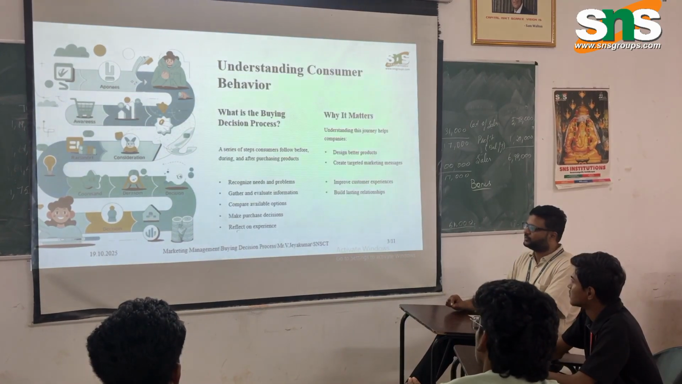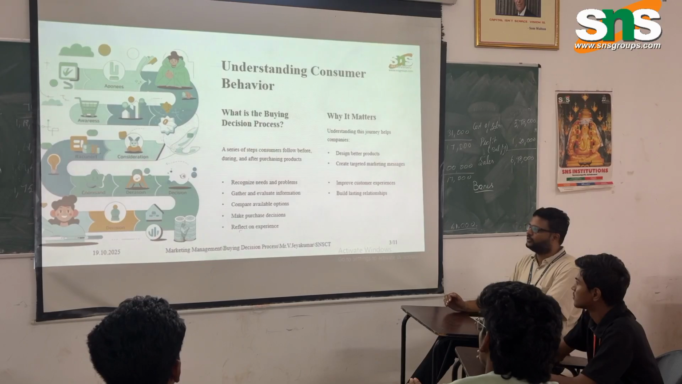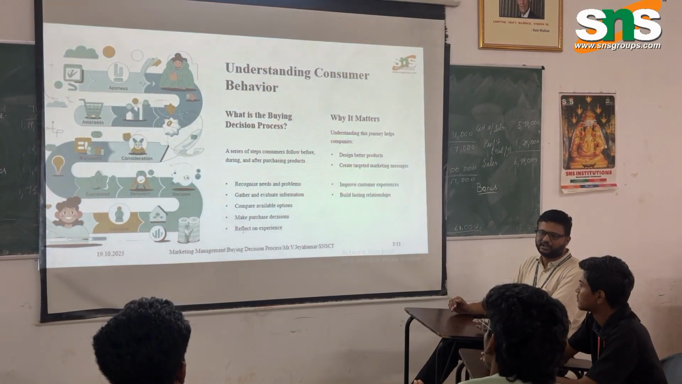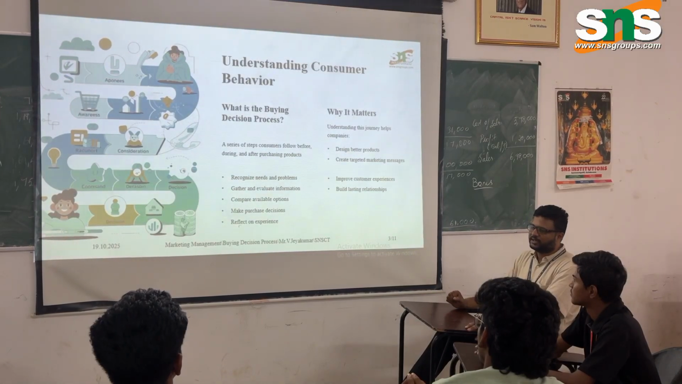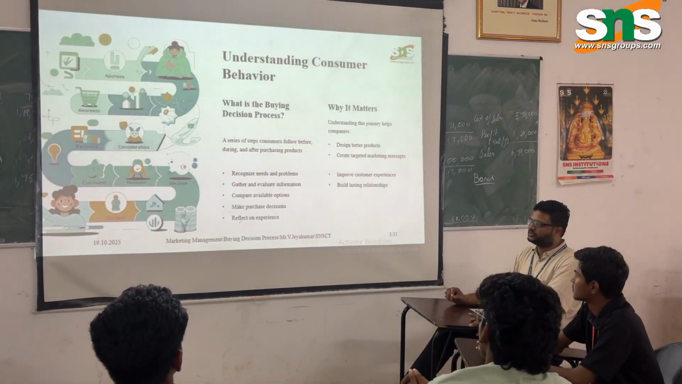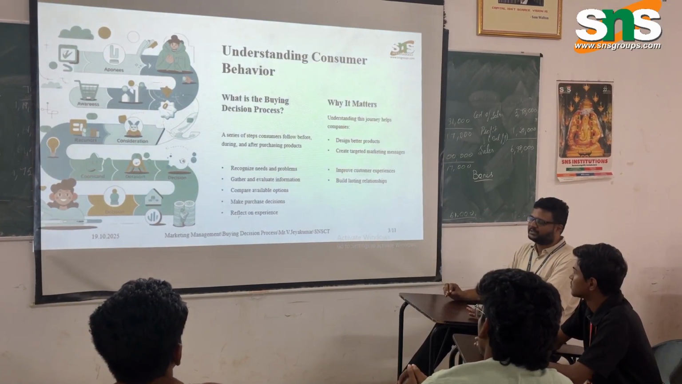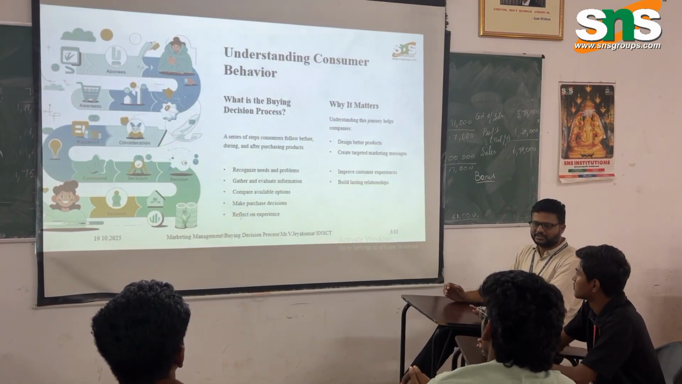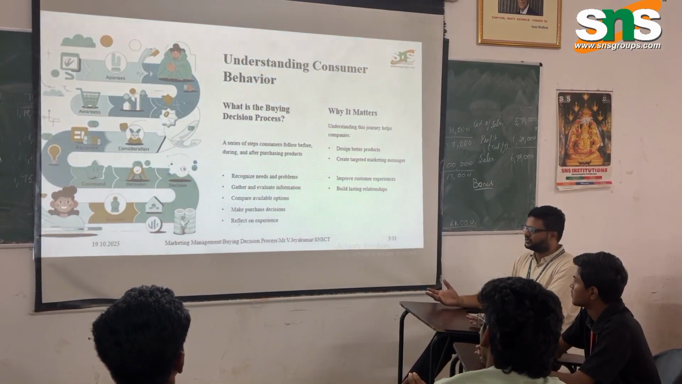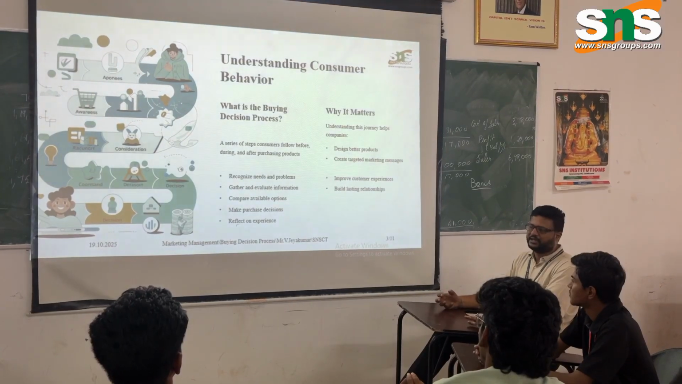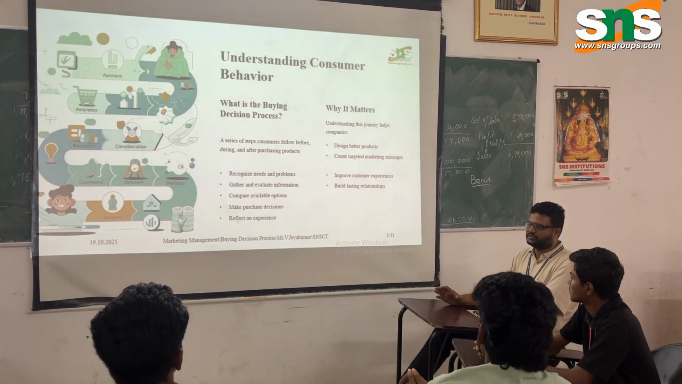The first step involved in the process is recognizing your needs and your problems. Second step during your buying decision process is gathering the information about the product and evaluating the information which is being collected by your consumers. Third step involved in the process is to compare available options. Fourth step is to make the purchase decision, and once the purchase is made, the final step involved in the process is to reflect on the experiences the consumer has had with your products. Clear? So this is said to be a buying decision process.